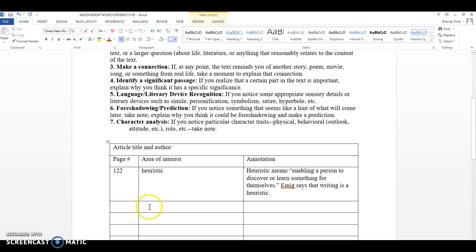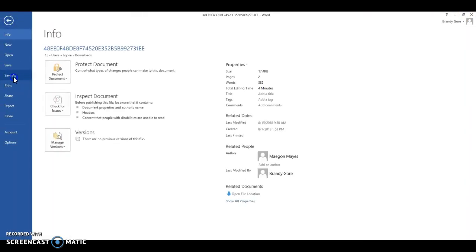So you'll go to 123 and mention something here. Perhaps you note that Emig basically gives the definition of writing. Then you may say, Emig says that writing, whatever, you finish it. I'm not going to do these for you. I hope this helps. So page number, and there needs to be at least one per page, only one. You're not going to get extra points for giving me multiple from each page. Pick out one thing from the page, the area of interest, and then the annotation for it. What about it?